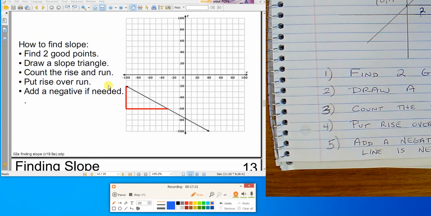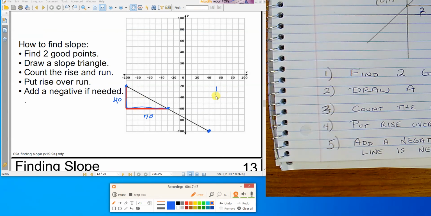I look at the line, I find two good points. Here's a good point, there's a good point. Believe it or not, there's also a good point right here. It does not matter which two good points you use. I draw on my slope triangle. My rise is 1, 2, 3, 4. In this case, it's 40. The run is 1, 2, 3, 4, 5, 6, 7, 70.